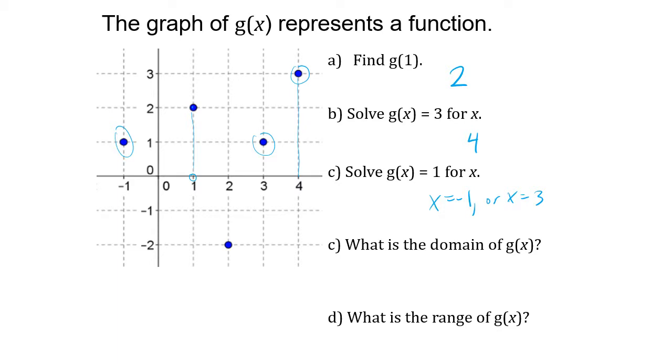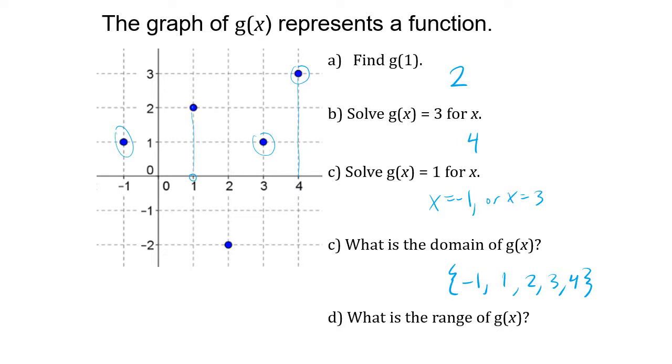What is the domain of g of x? Again, those are just the x values that are legit. So literally, we're reading from left to right: -1, 1, 2, 3, 4. That would be the most concise way to represent the domain.